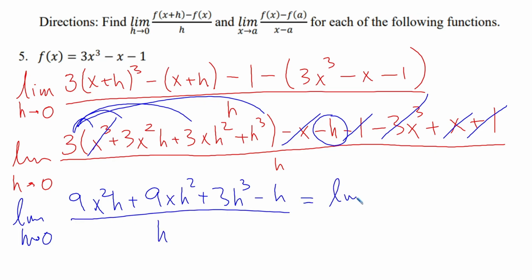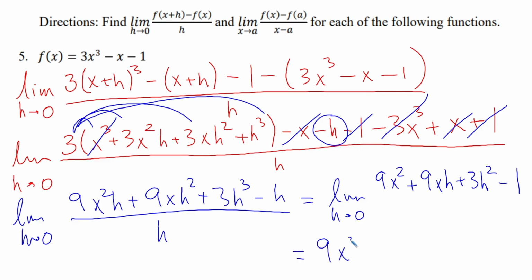And when we do a term-by-term division here, we'll end up with 9x squared plus 9xh plus 3h squared minus 1. Well, 9x squared is 9x squared when h is 0. 9xh when h is 0 is 0, as is 3h squared, and minus 1 is just minus 1. So we end up with 9x squared minus 1.